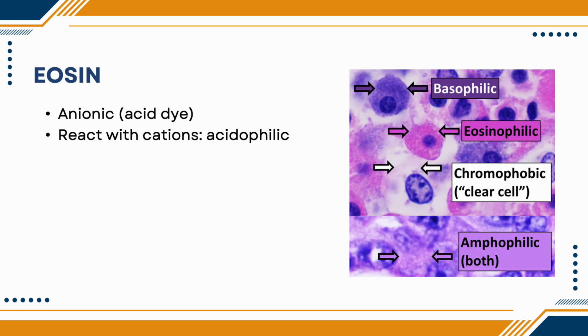Okay? Now, let's move on to the secondary stain, which is eosin, and it is an anionic or acid dye. It reacts with cations which are acidophilic. So, ganito yun siya. Look at the image here.